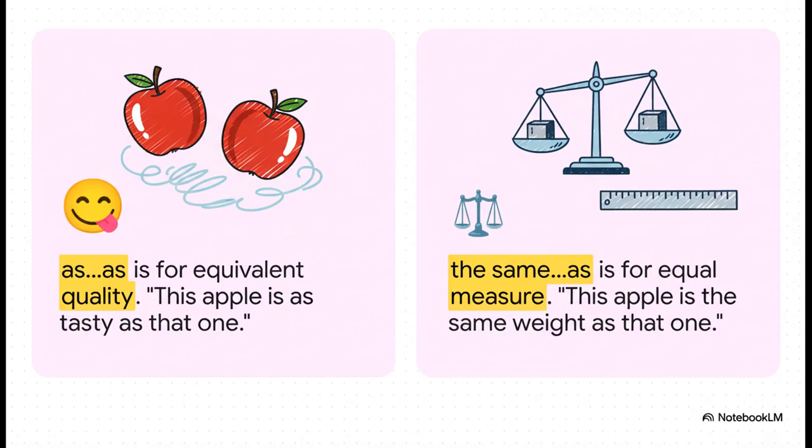Okay, but what if things are the same? How do you say that? Well, we have two really handy phrases. We use as to talk about a quality. For example, this coffee is as strong as that one. But if you're talking about something you can measure, like a specific noun, you use the same as, like this mug is the same size as that one. So one is for qualities, the other is for measures.